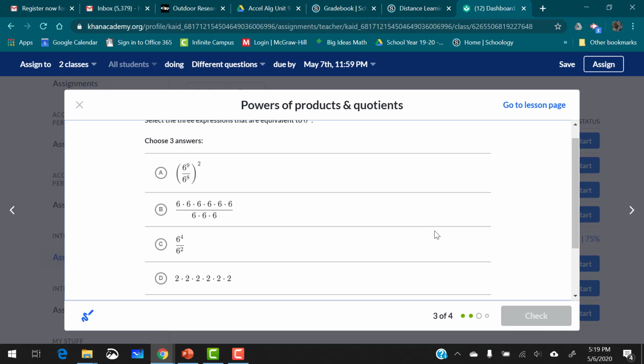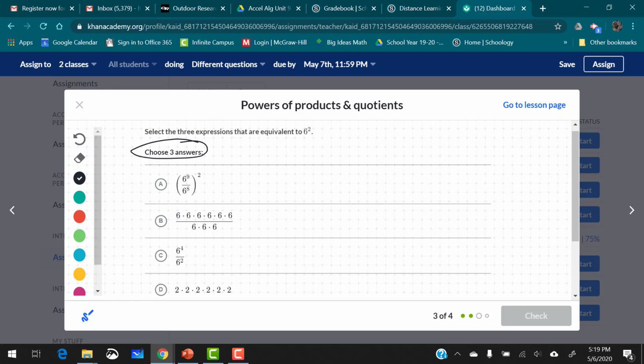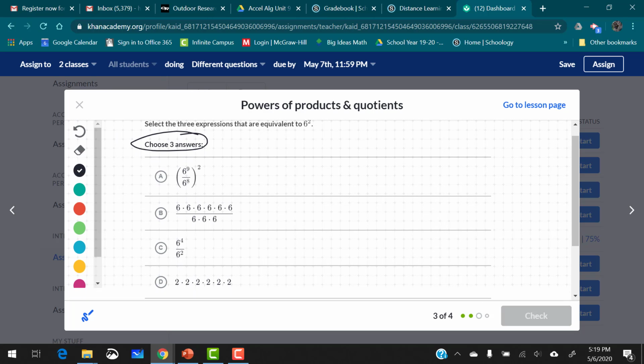So notice for this one, it says to choose 3 answers. So I'm going to have to make sure that I do that. And they need to be equivalent to 6 squared. So I know that D is not going to do it because that doesn't have any 6s in it. 6 to the 4th divided by 6 squared, that would do it.